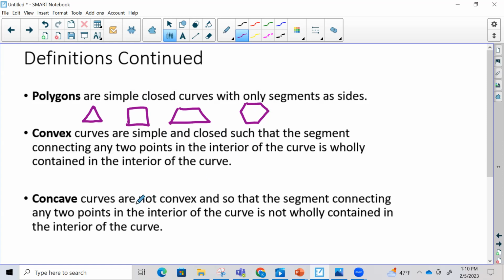So then we have curves that are either convex or concave, and we usually classify polygons as one of these, convex or concave. So convex curves are simple and closed, such that the segment connecting any 2 points in the interior of the curve is wholly contained in the interior of the curve.